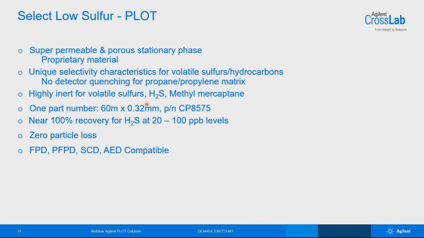It's highly inert and there's no adsorption of volatile sulfurs like hydrogen sulfide and methyl mercaptan. And that allows for the quantification of H2S in particular at very, very low ppb levels. It comes as one part number only. Although it is a PLOT column, or it behaves as one, there's absolutely zero loss of particles for this column, and it's compatible with all sulfur-specific detectors.